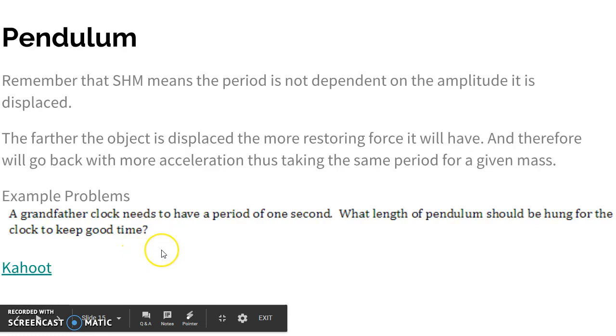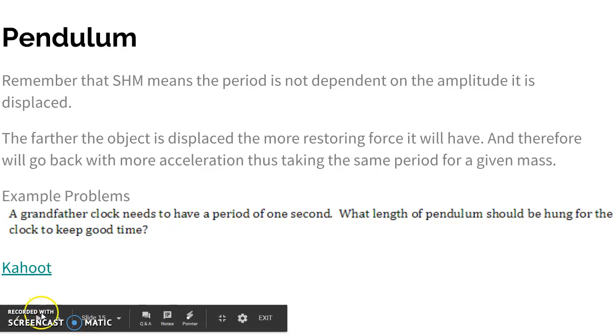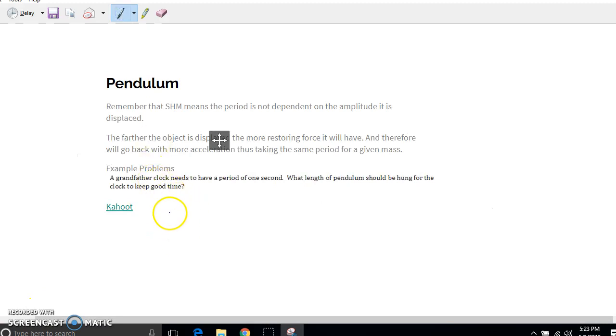So we have a grandfather clock that needs a period of 1 second. What length of pendulum would be hung to keep that clock in good time? Alright, so here's what we're going to do. My period needs to equal 1 second. And I also know, in this problem, what planet are we on and what is my g on this planet. My g is 10 meters per second squared.